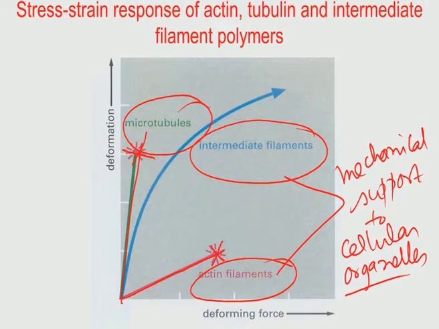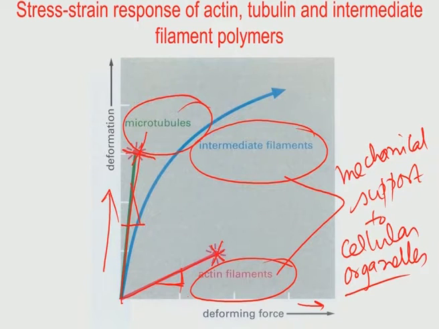However, there is a difference in the response between actin filaments and microtubules. Here this is the force, and here is the deformation. In this force versus deformation plot, microtubules have a much larger slope, you can see here, and actin filaments have a very small slope. So, there is a difference in terms of the elastic stiffness between the microtubules and actin filaments.